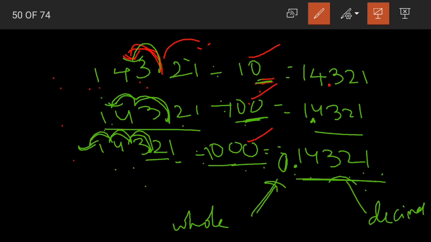Understood the difference between multiplication and division by 10, 100, 1000? While multiplying, we move the decimal point to the right side, and while dividing, we move the decimal point to the left side. Remember, multiplication and division are opposite to each other. Multiplication right, division left.